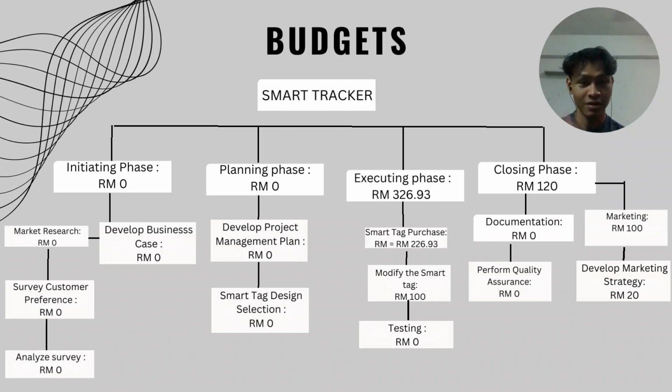Alright, so now we are going to the budget part of our product, which is the smart tracker. To produce this smart tracker, we have four phases that we are going through. The first phase is the initiating phase, the second one is the planning phase, the third one is the executing phase, and the last one is the closing phase. I also inserted the amount of cost that we have to pay in each phase.